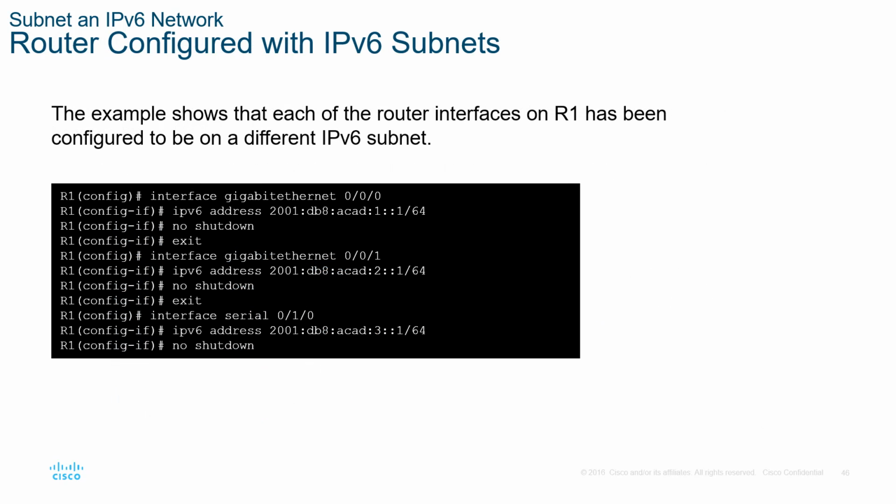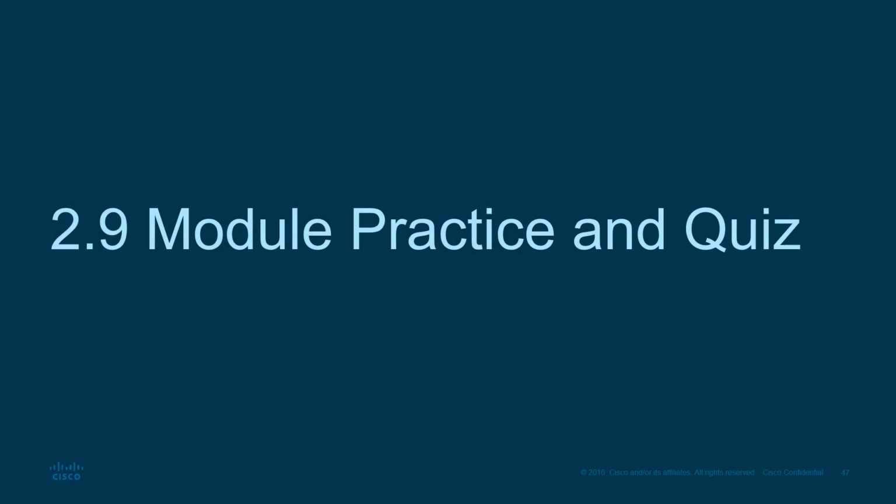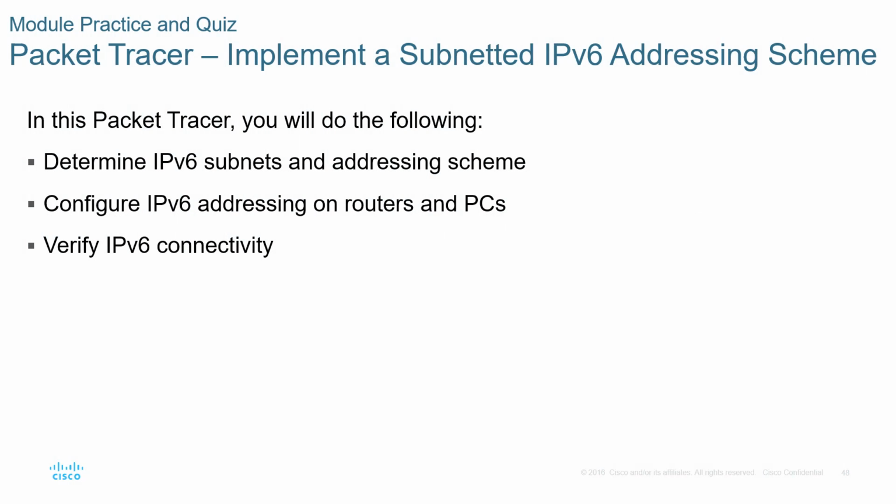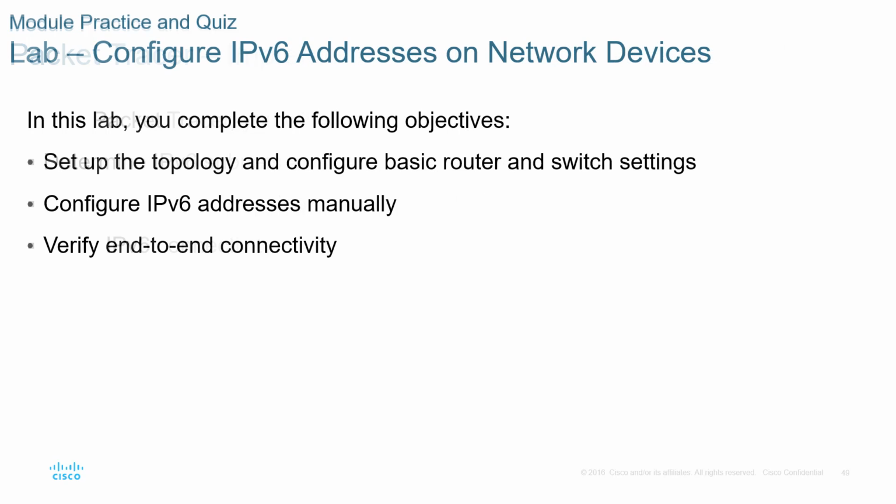How do you do the router configuration? We've already shown how to configure an IPv6 address. You have to make sure to enable the interfaces as well. And that is it for this lesson. We have a few additional labs looking at IPv6, determining, configuring, and verifying.